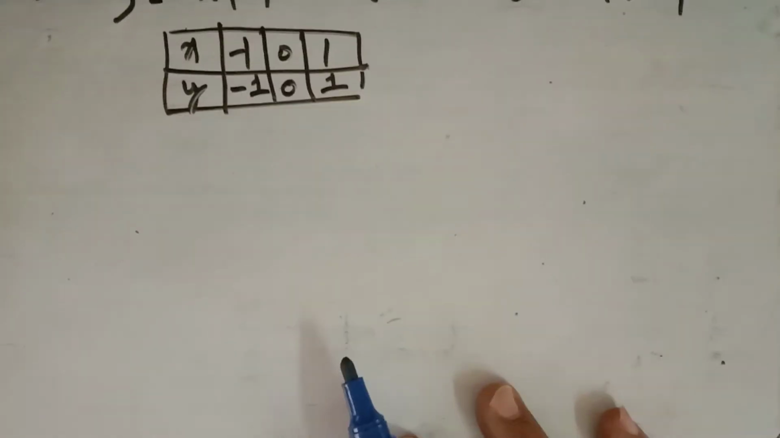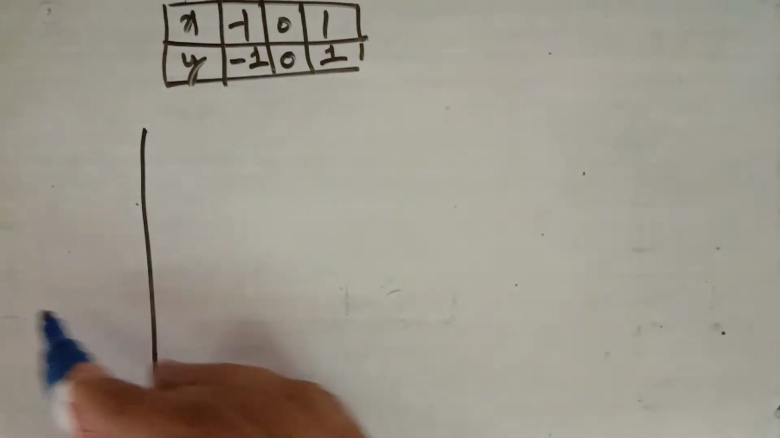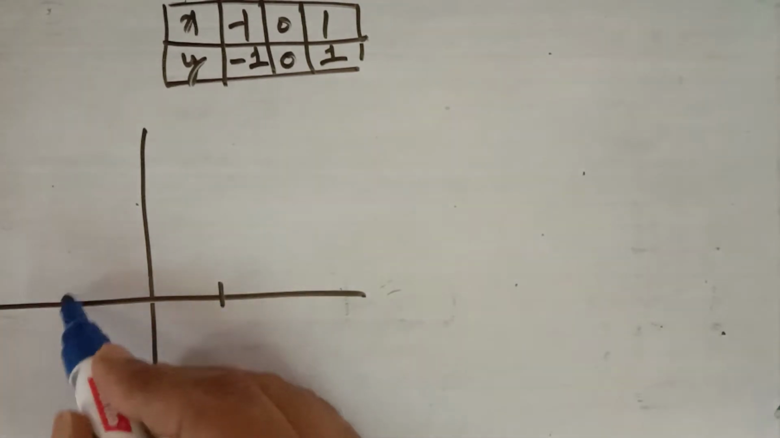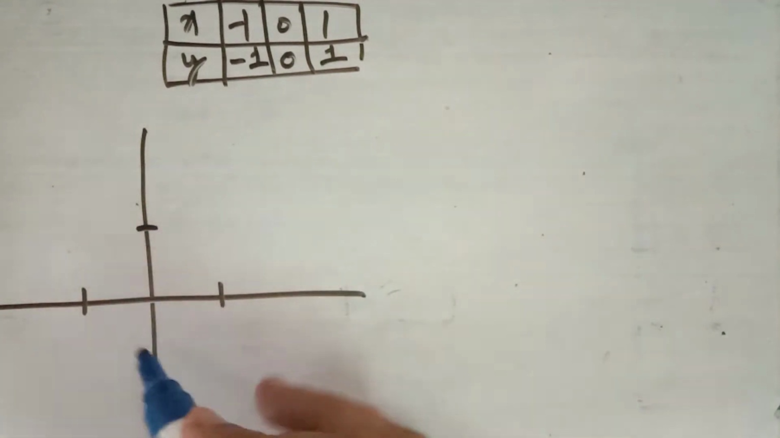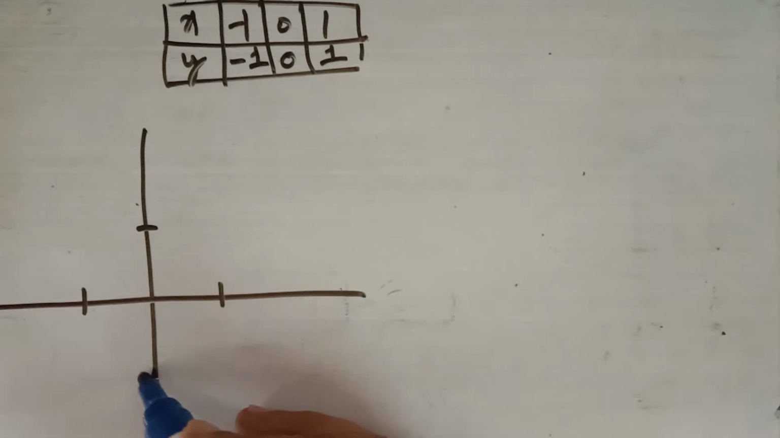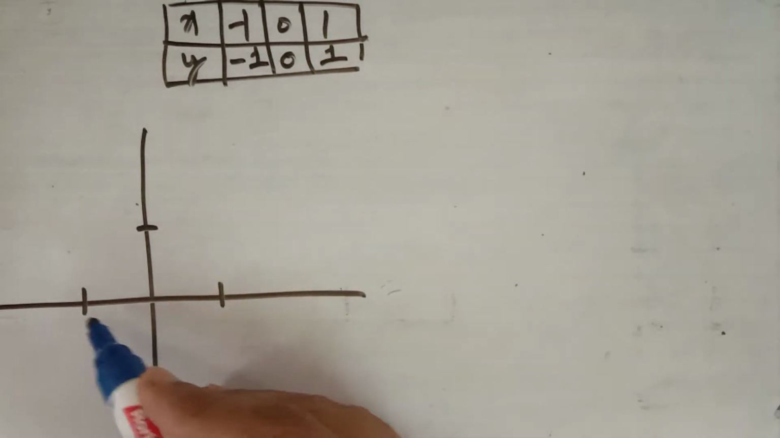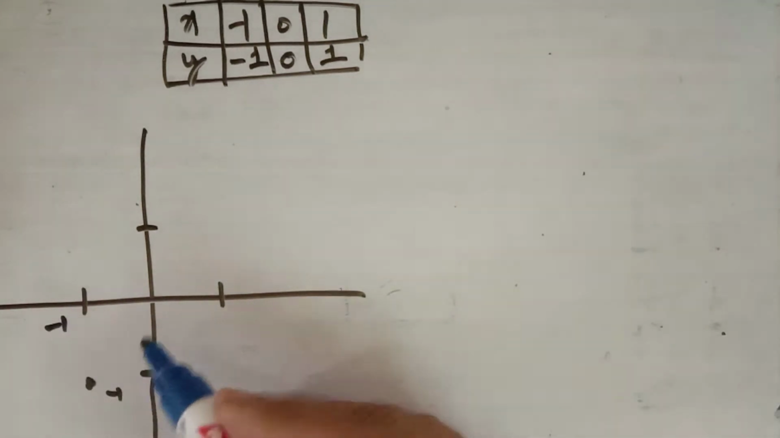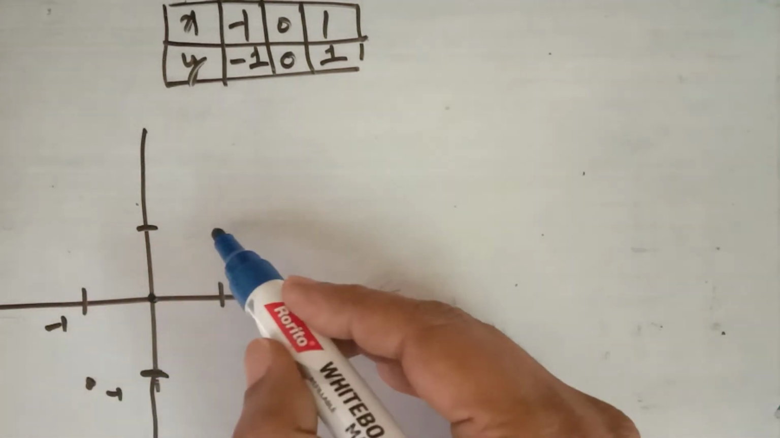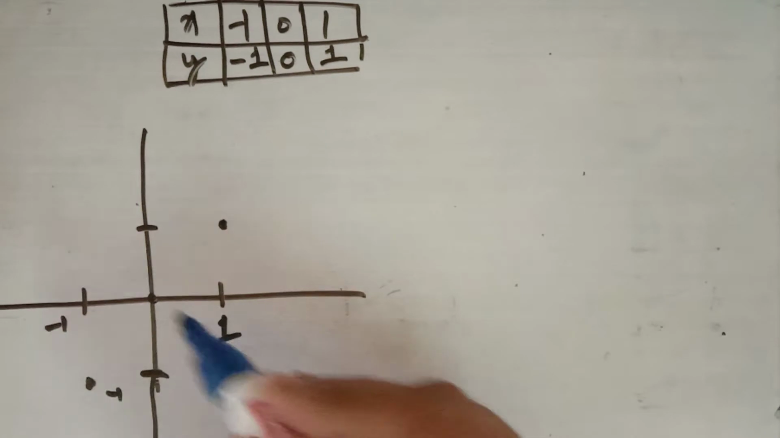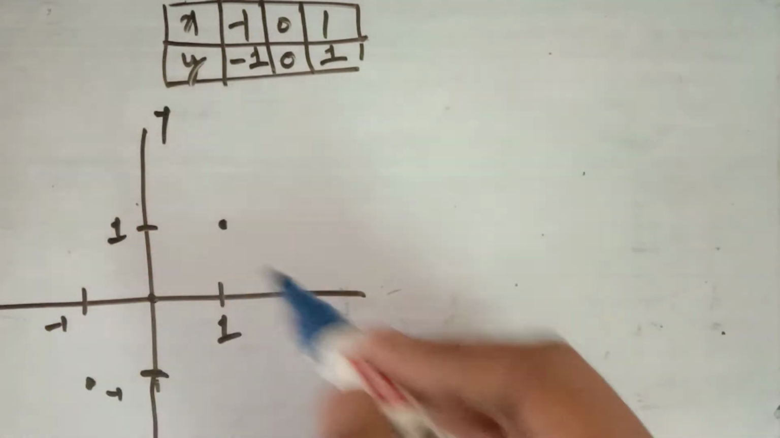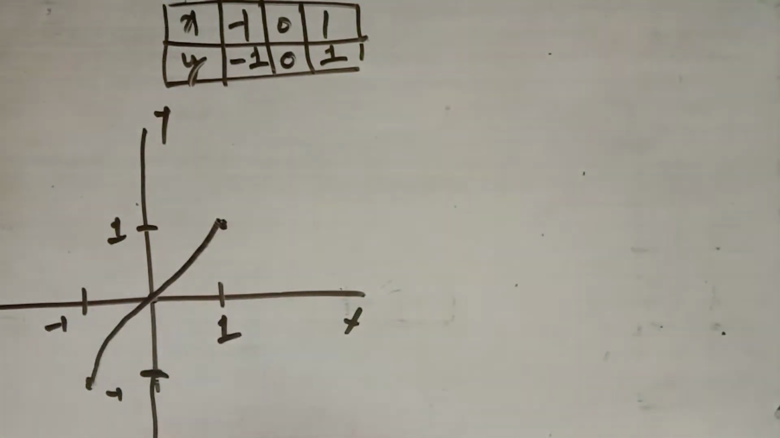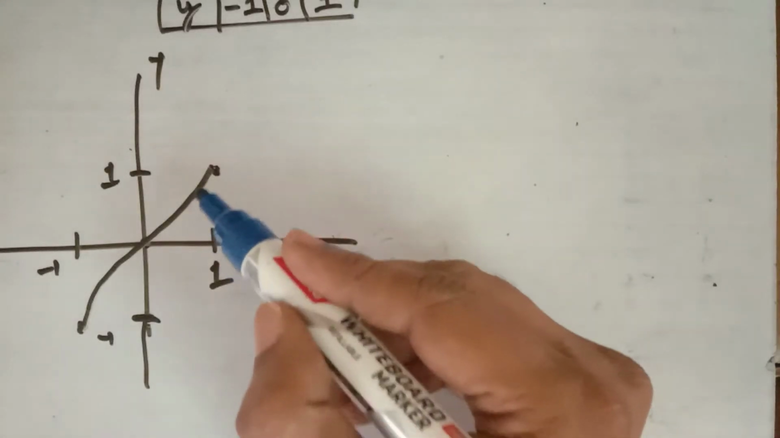Now you can mark this on the graph paper. The value of x is 1, -1, 1, and it is -1. Now if the value of x is -1, y is also equal to -1. So for 0 it is 0, for 1 it is 1. This is 1, 1, y-axis, x-axis, and the curve will be like this. Now naturally the curve is symmetrical.